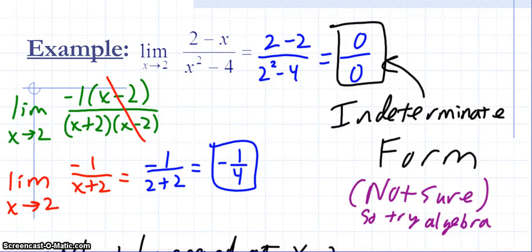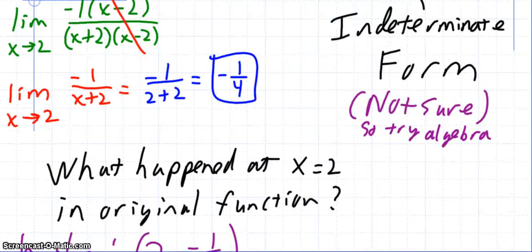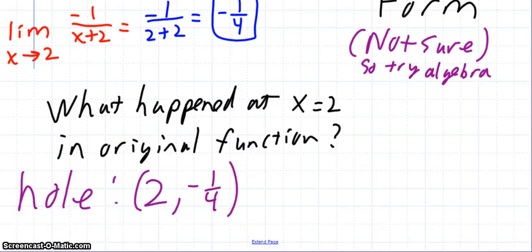I could verify this also using a graph or a table, but I should understand, if I know that there was a hole there, that from the left and the right, the function was approaching negative 1/4. The function just did not exist at that point. So if I asked you to evaluate the function at 2, it does not exist, but the limit at 2 does. So let me write that out using notation.